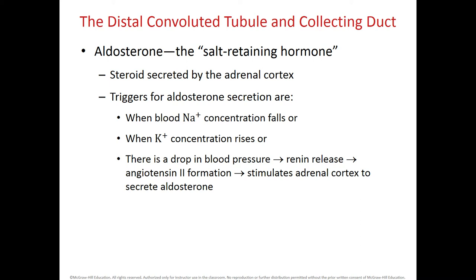Now, what will be the triggers for the secretion of aldosterone? Well, when you have hyponatremia, which is the same as having low concentration of sodium, and when you have high concentration of potassium or hyperkalemia, because actually aldosterone helps to excrete potassium. And when you have a drop in the blood pressure, you have the release of renin, and then you have the formation of angiotensin II, which is going to stimulate your adrenal gland to secrete aldosterone. So one of the major triggers then for secreting aldosterone will be the drop in the blood pressure.